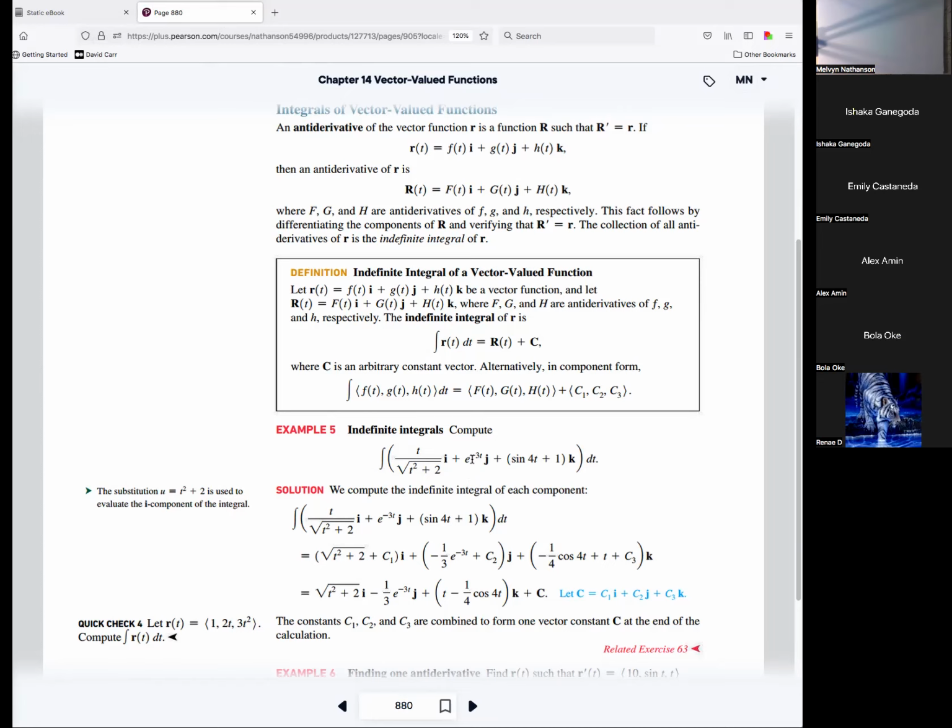The integral of e to the minus 3t is minus a third e to the minus 3t. The integral of the sine is minus the cosine and so forth. So you compute the integrals of the x, y, and z components, and that gives you the integral of the vector valued function.